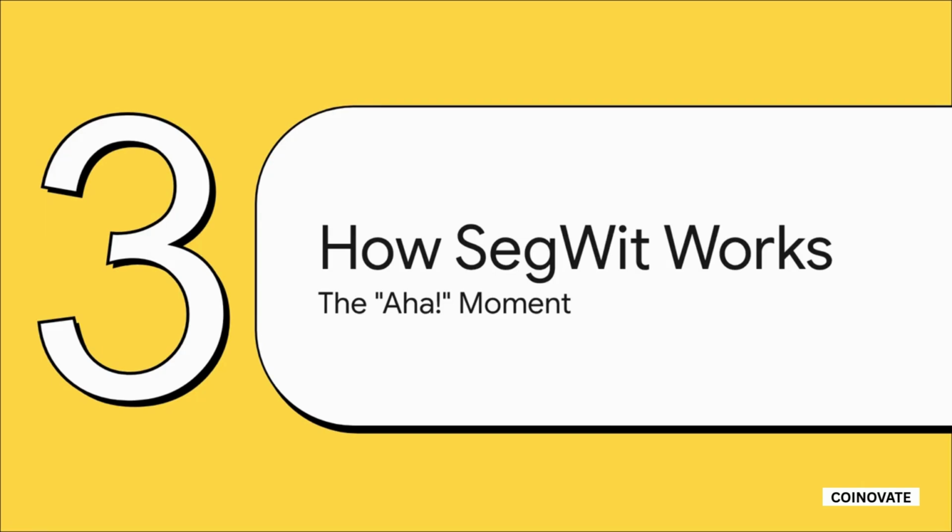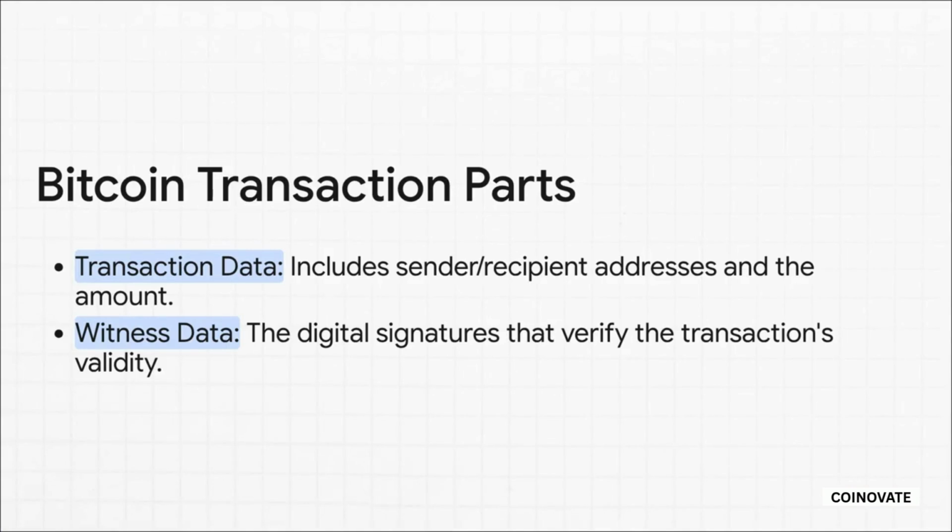Okay, so we know what it is, but how does just moving some data around fix such a massive problem? This is where we get into the nuts and bolts. Section 3, how SegWit actually works. This is the real aha moment. So first, a quick refresher on what's inside a Bitcoin transaction.